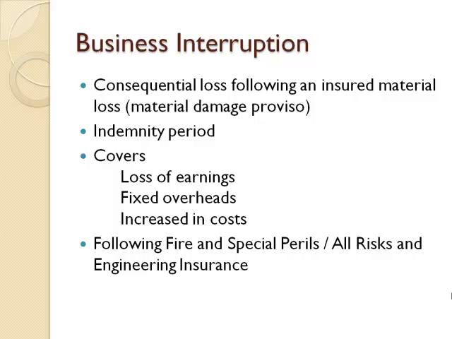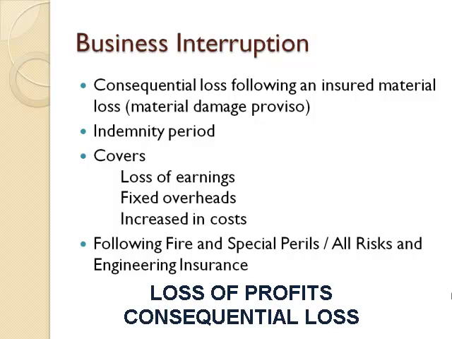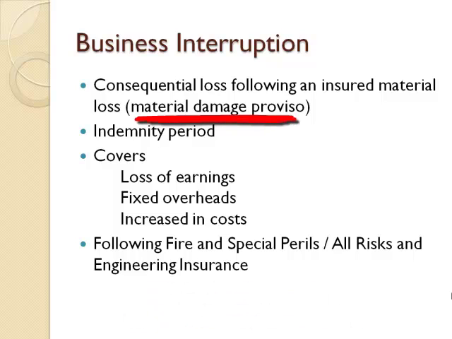Business interruption, formerly known as loss of profits or consequential loss insurance, is a policy which caters for the loss of profits following a material damage loss. If the premises of the insured is damaged and the material damage policy caters for this loss, then the business interruption policy will be triggered and pays for loss of earnings, fixed overheads, or any other increased costs as a result of this loss. The policy is subject to a limit and to an indemnity period.